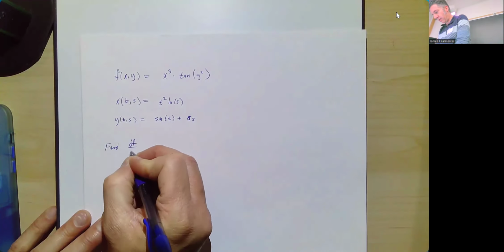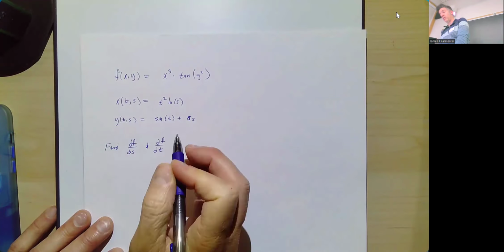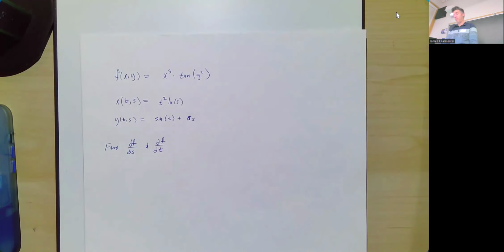del f del s and del f del t. Yes, they are dels because at the very base level, f is a function of t and s. So del f del t and del f del s are both partial derivatives.